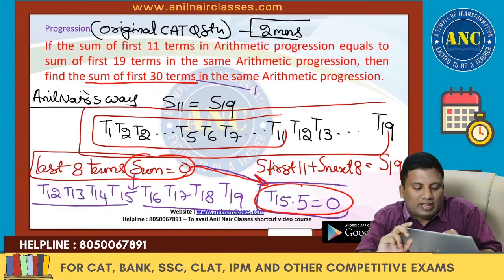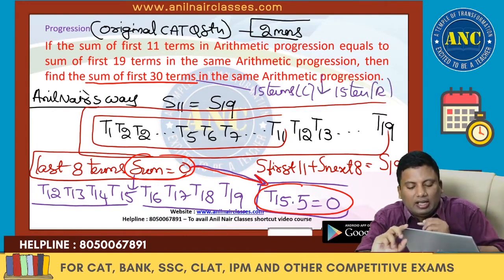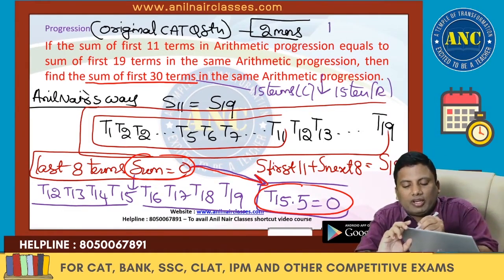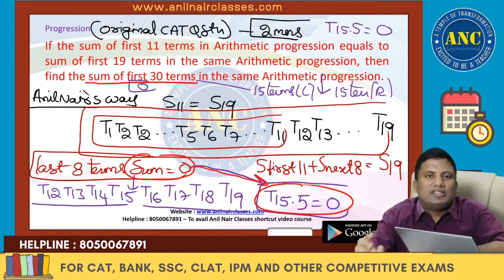What do you mean by 30 terms? 15 terms to the left and 15 terms to the right. What is the middle value? 15.5. Middle value is nothing but T15.5. So T15.5 is 0. Sum also will be 0.